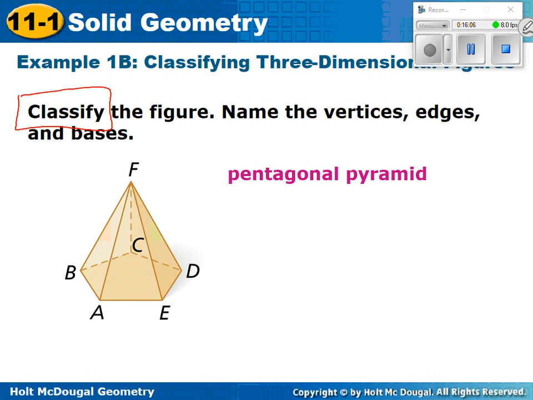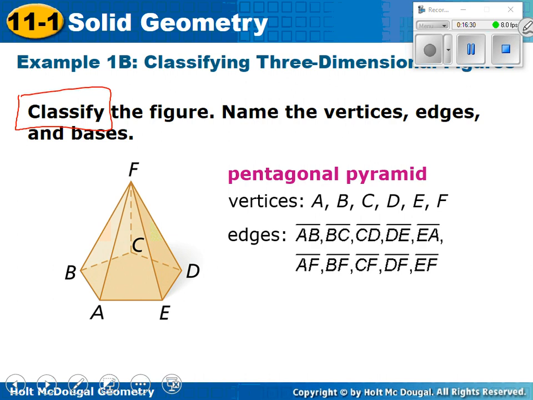Vertices. How many vertices does it have? 6. Make sure you listed all of those with commas in between. A, B, C, D, E, F. How many edges is it going to have? 10. It's going to have 5 around the bottom and then 5 coming up slanted to the top. So you should have named 10 line segments. That's the tedious part. Make sure you are putting line segments above them. As I was going around, I was trying to catch that and remind you.